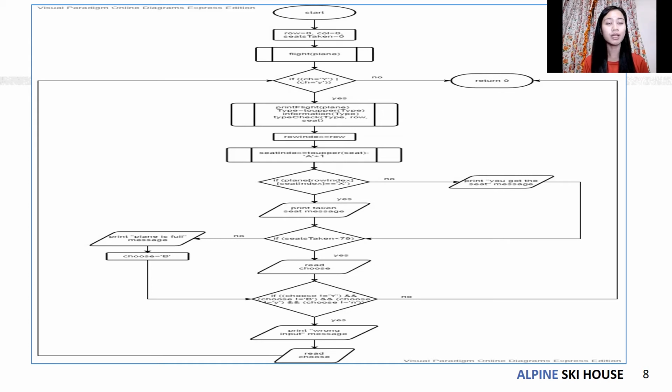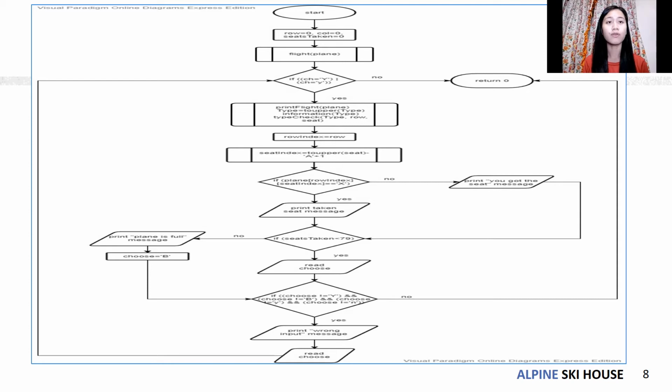From the decision box, the flow direction of no is going to the return, but the flow direction of yes is going to the second predefined process. From this, the flow direction is going to the second process box. From the second process box, it is going to the third predefined process, and from the third predefined process, it is going to the second decision box.